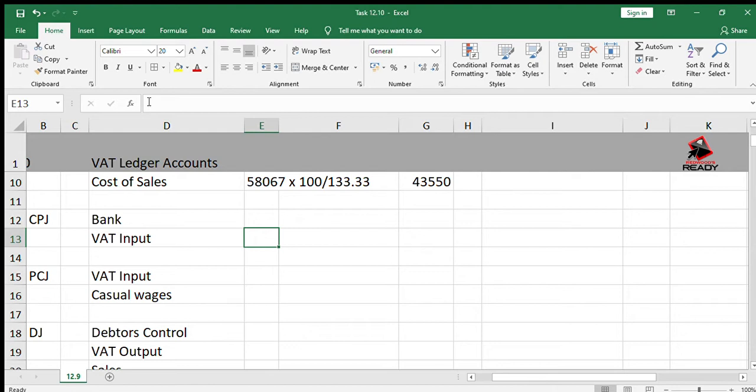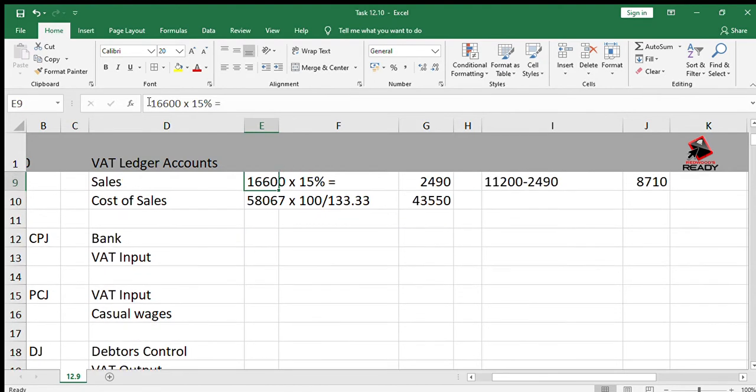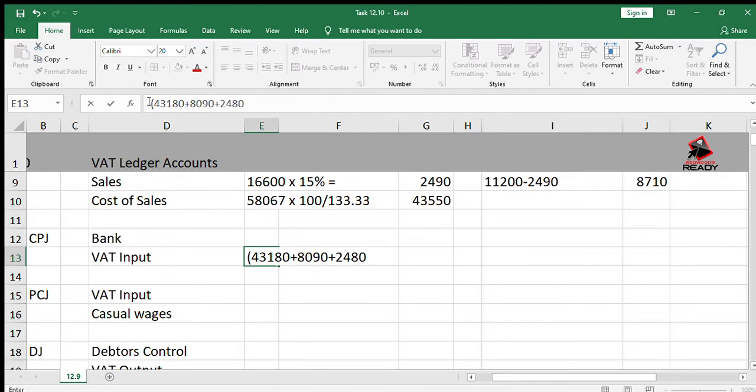So if we look at equipment, stationery, and motor expenses, but not the creditors control payments. The VAT can't be claimed back on the creditors control payments because the VAT was already claimed when the purchases were made from the creditor. So in order to calculate the VAT input amount, I'm going to take the trading stock amount, 43,180, plus the equipment, 8,090, plus stationery, 2,480. And then I need the motor vehicle expenses.